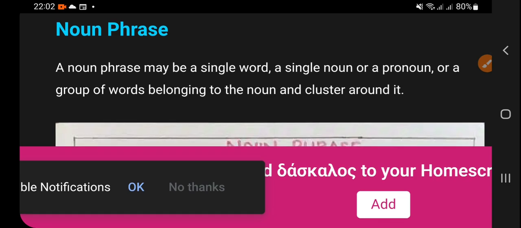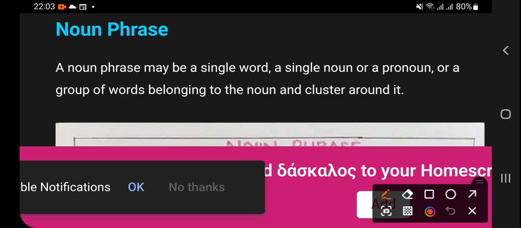Now noun phrase. Phrases are very important because this division, or this analysis, is done on the basis of phrase. So please take care, please listen carefully. Noun phrase. What is called noun phrase? The noun phrase may be a single word. I told you in the beginning, it may be a single word.